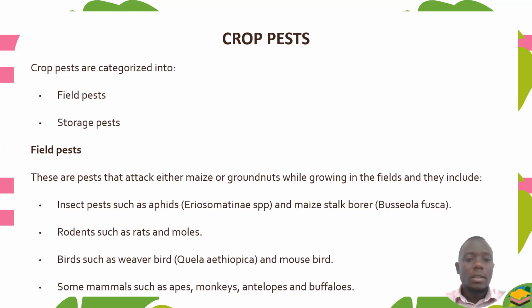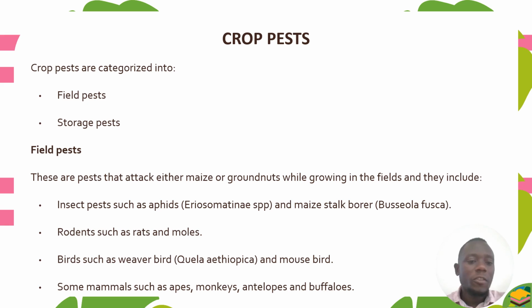So let's look at crop pests. Normally crop pests are categorized into two. We've got field pests as well as storage pests. We're going to look at each and every category in detail. Let's start by looking at field pests.